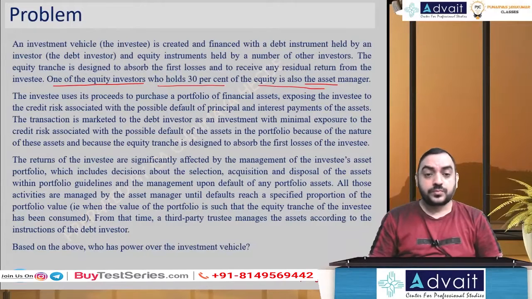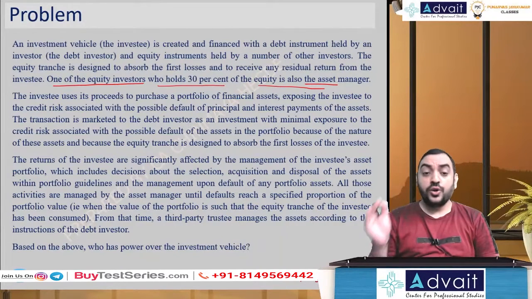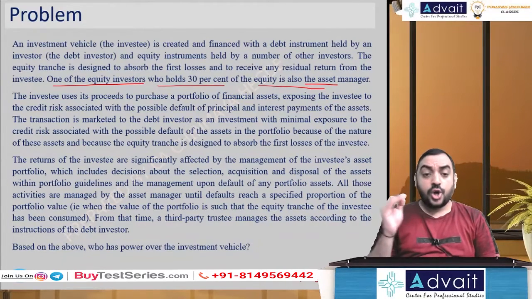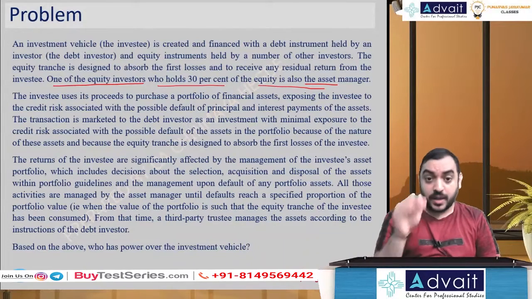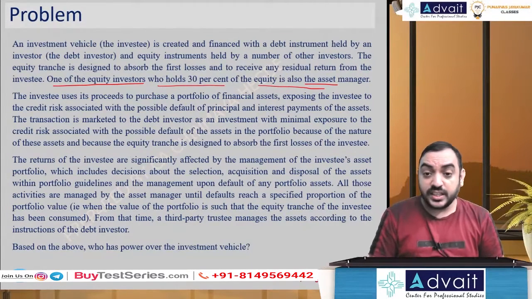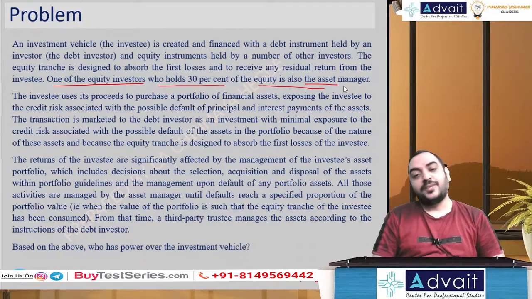Let's read further. Returns of the investee are significantly affected by the management of the investee's asset portfolio, which includes decisions about the selection, acquisition, disposal of the assets within portfolio guidelines, and management upon default of any portfolio assets. All those activities are managed by the asset manager until default reaches a specified proportion of the portfolio. That is when the value of the portfolio is such that the equity tranche of the investee has been consumed. From that time, a third party trustee manages the assets according to the instruction of the debt investor. Based on the above, who has the power over the investment vehicle?